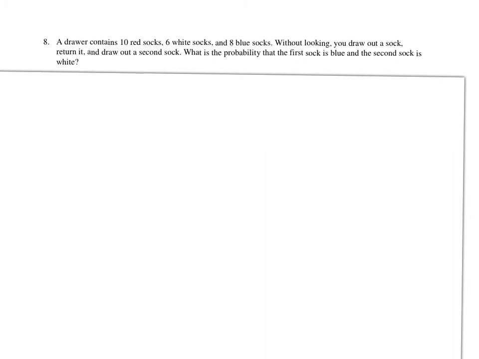All right, next up here, we're pulling socks out of a drawer, and it does say we are going to return it, so that's a very important aspect of this one. It means it's really independent probability because it's going to reset. So I want the first sock to be blue, so a blue sock would be 8 out of the total, which is 24. And then I want the second sock to be white. So this is still out of 24 once again because we are returning the sock after the first time. If I was not, then that would turn into 23. But now this is a 6 since we're looking for the white sock.